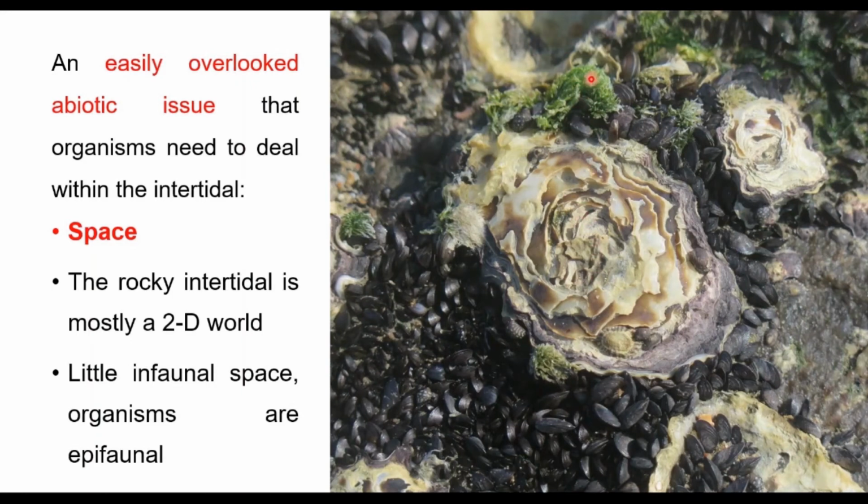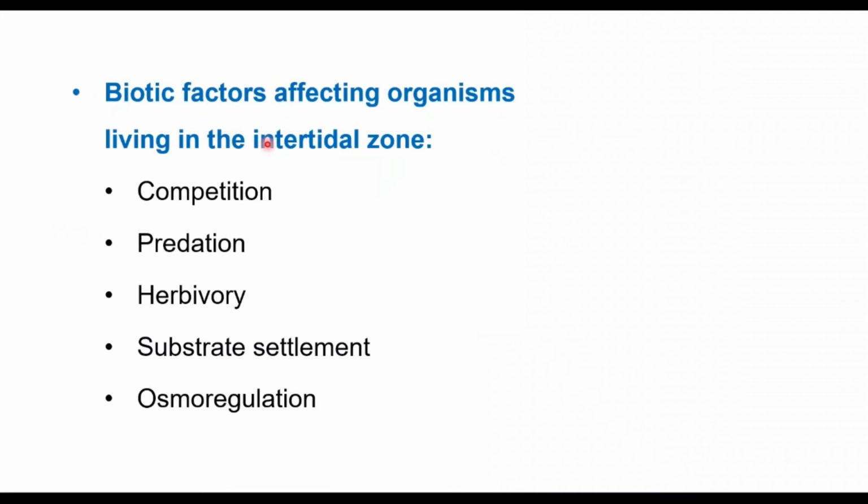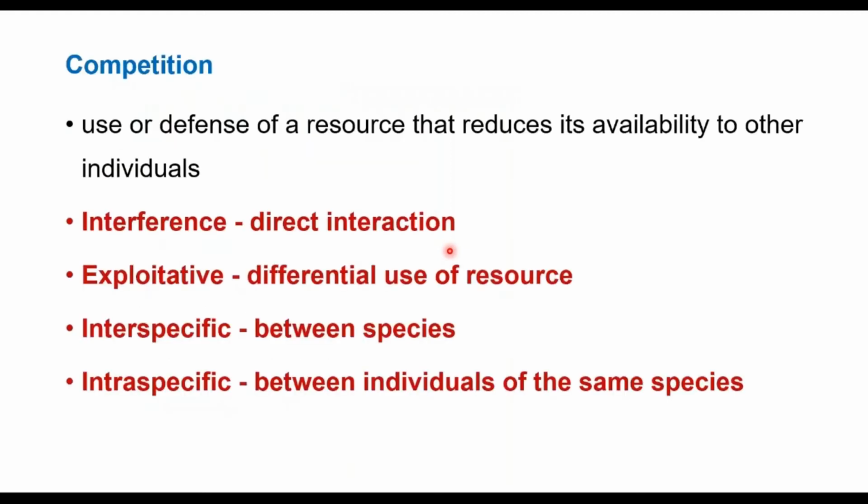There is oyster and algae. You can see some chitons and then mussel beds. But if you look closely, there are almost 8 to 10 different types of organisms living in this small space. So move on to the biotic factors that are affecting the organisms. One is competition, another is predation, herbivory, substrate settlement, and osmoregulation.